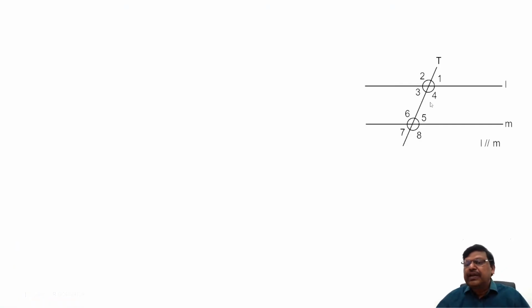If you look at two parallel lines L and M, if a transversal intersects them at 2 points, we have 8 angles here: 1, 2, 3, 4, 5, 6, 7 and 8. Out of these angles, a few angles are equal, a few angles sum up to 180. Let us see which are the equal angles, and which two angles add up to 180.